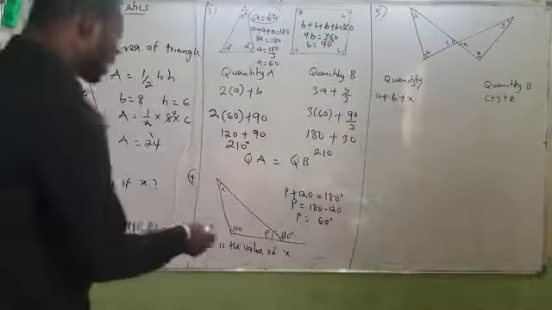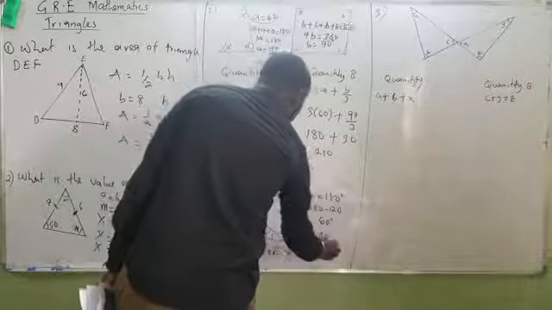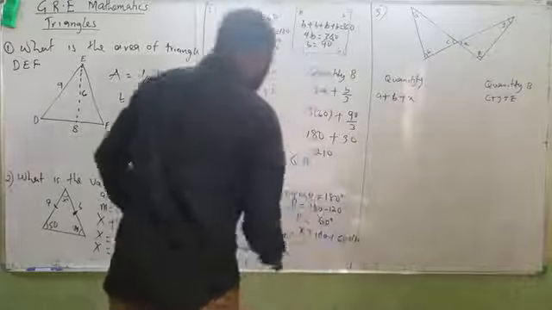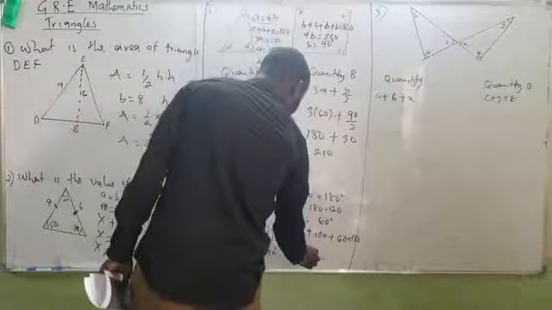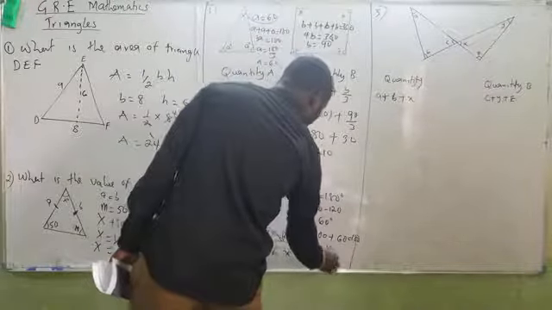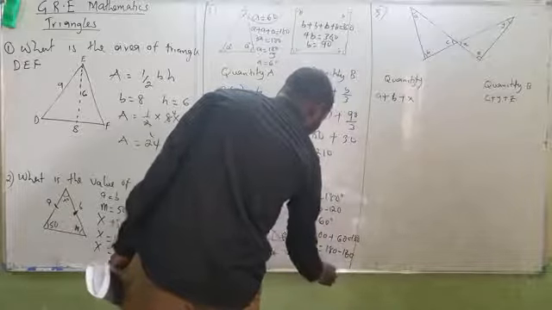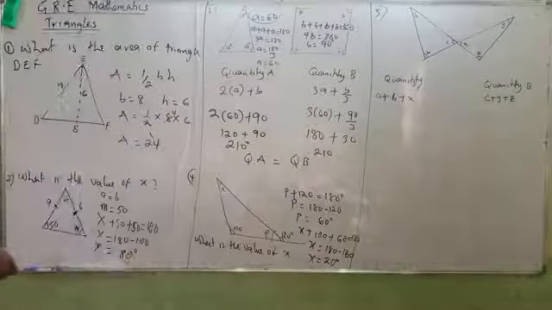Now, how do I go? I can answer that what? X plus 100 plus 60 equals to 180. Sum of angle on a triangle, it means I'll be having 160. My x equals to 180 minus 160, which is my x will be equals to 20 degrees. It means my x is 20 degrees.